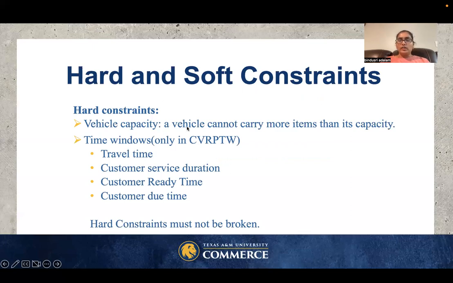Vehicle capacity: a vehicle cannot carry more items than its capacity. And then we have time windows. This is only in the case of capacitated VRP with time windows. Under this, we have travel time, customer service duration, customer ready time, and customer due time. You have to always make sure that hard constraints must not be broken.